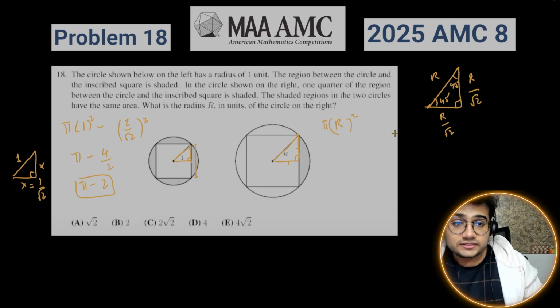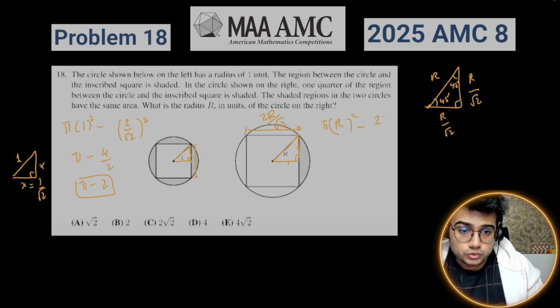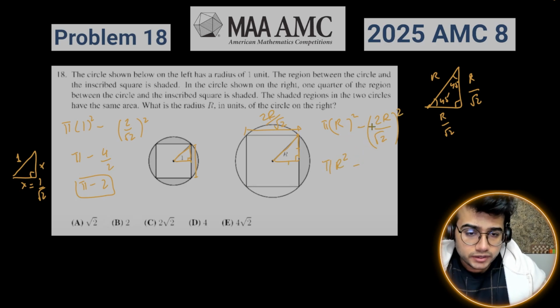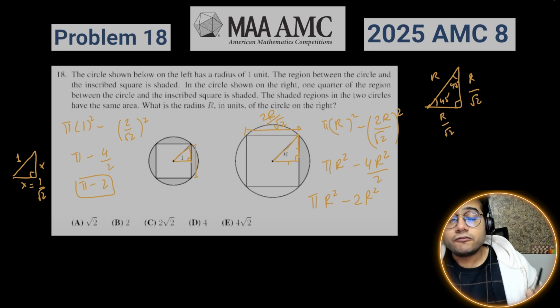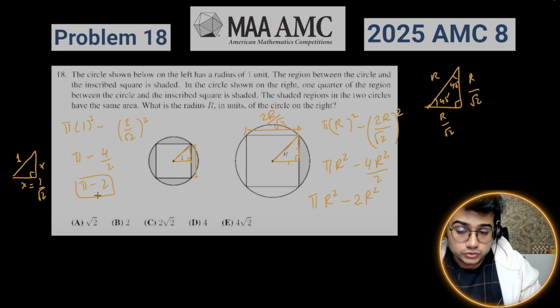So the side length of the square is going to be 2r over square root of 2. So minus 2r over square root of 2 squared. That's the area of the square. So what is that? Let's see. So you have pi r squared minus, so 2 squared is 4, so 4r squared over square root of 2 squared is just 2. So 4 over 2 is 2. So that will just give us pi r squared minus 2r squared. And that divided by 4 is what is equal to that other area.